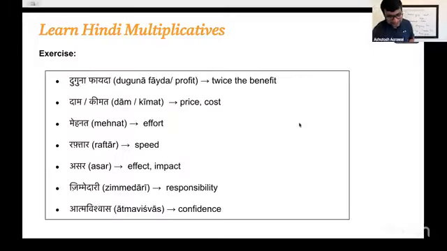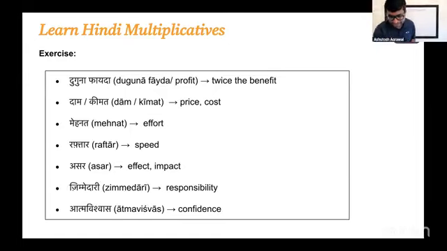Ashuji, may I ask, how would I say my walking speed or my swimming speed is double than somebody's? Yeah. Who would like to answer that? My swimming speed. Anyone else? Who would like to cover that?